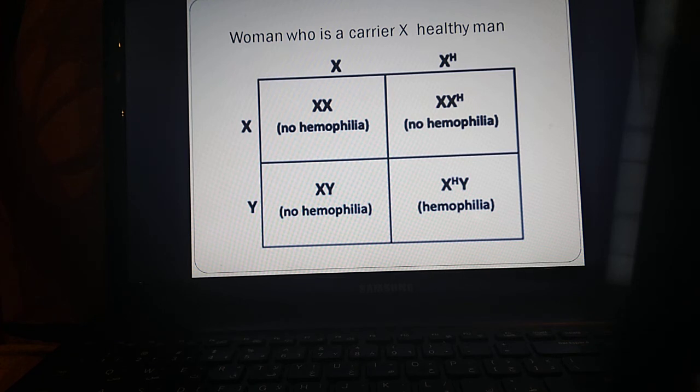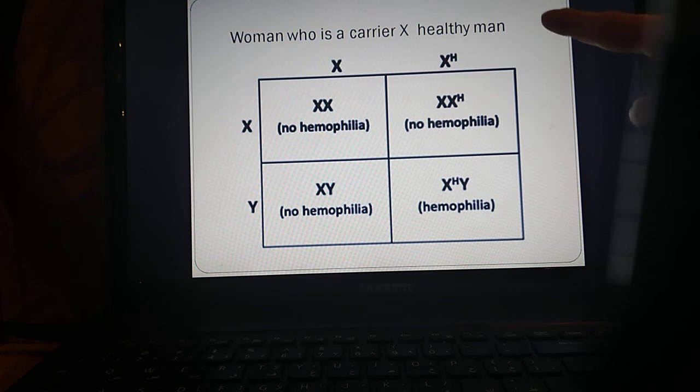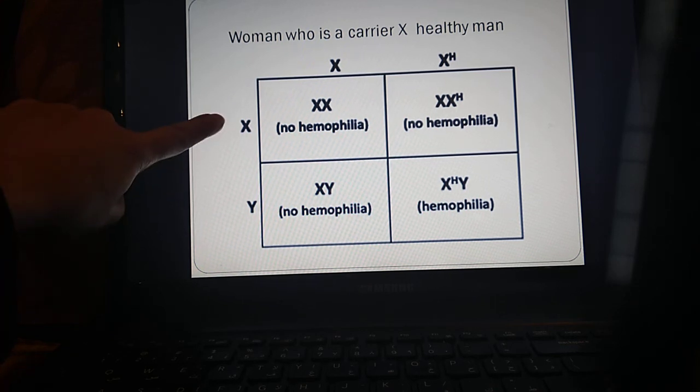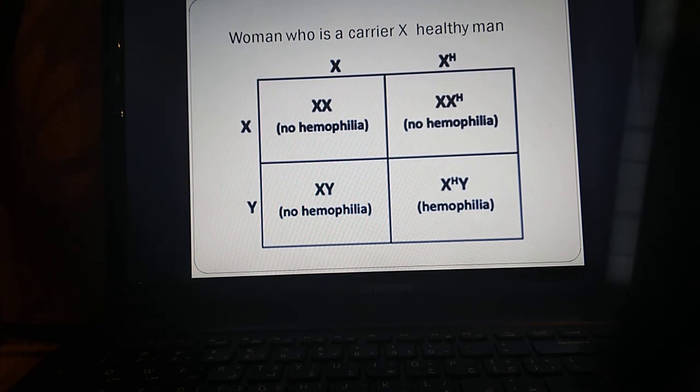Remember, the woman may be a carrier. She can be a carrier. And when she is, we write her as XXH, as you can see on top. Now, the man, he's healthy. He's not sick, so we write it as XY. Now, filling the Punnett square is this way.